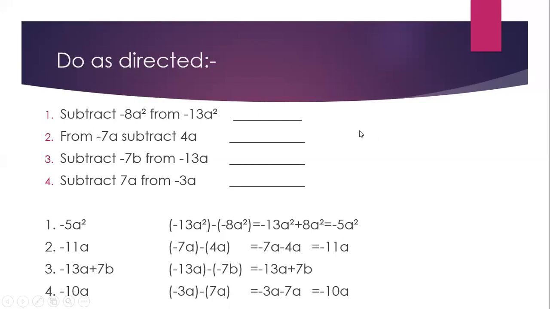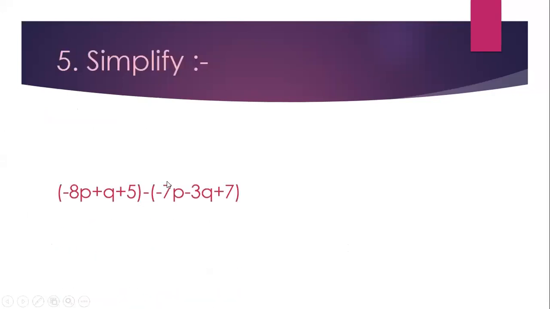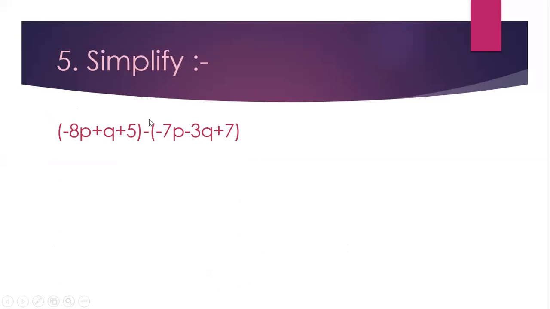Bete, please look at the signs carefully. This is a sign. This is a game of signs. Now, the question is simplified. Here, what we have to do, my dear? First, we have to remove the brackets and we have to multiply the signs, like this. Then we have to write down the like terms together and then do the subtraction.